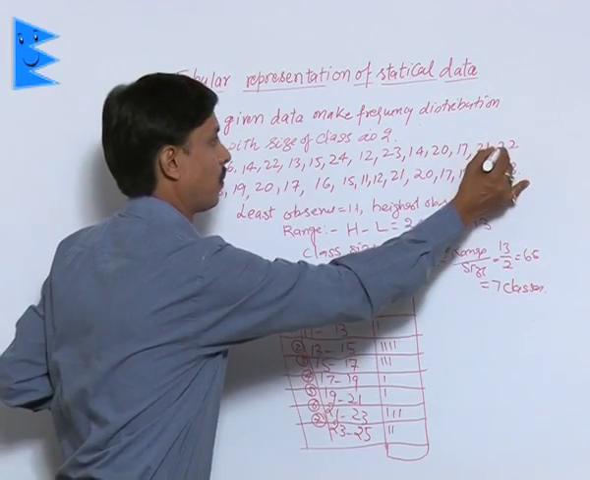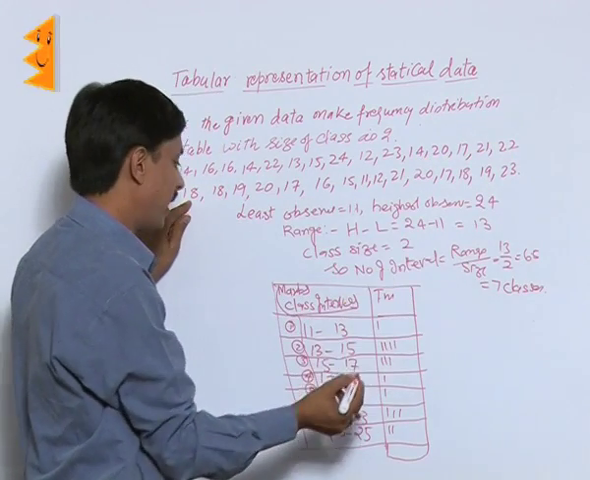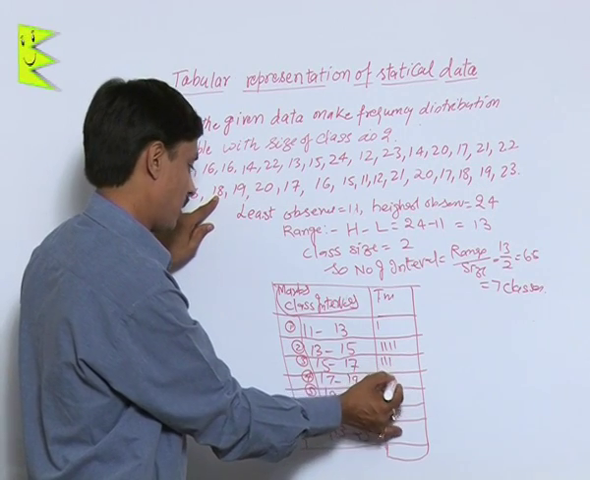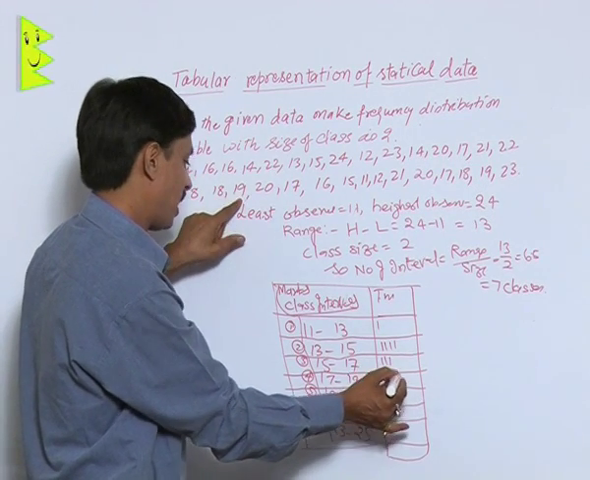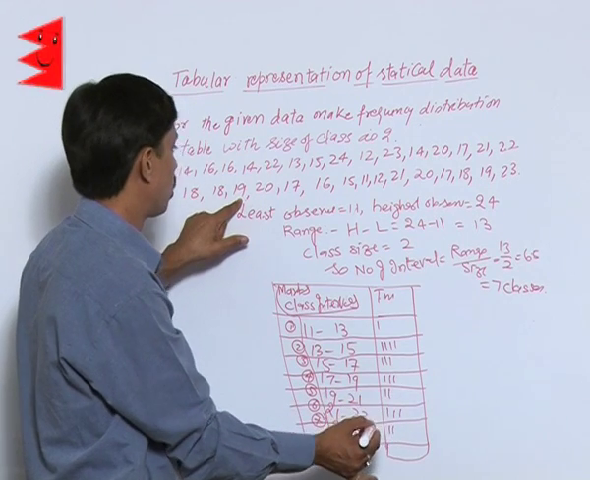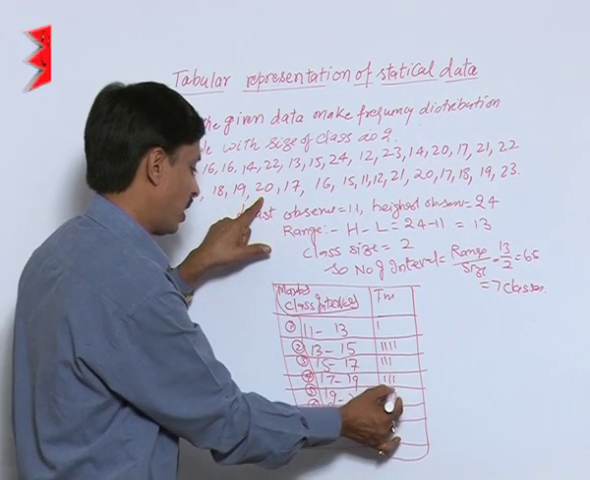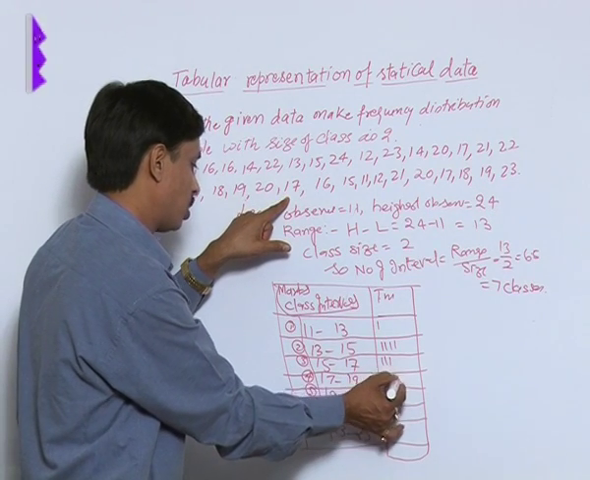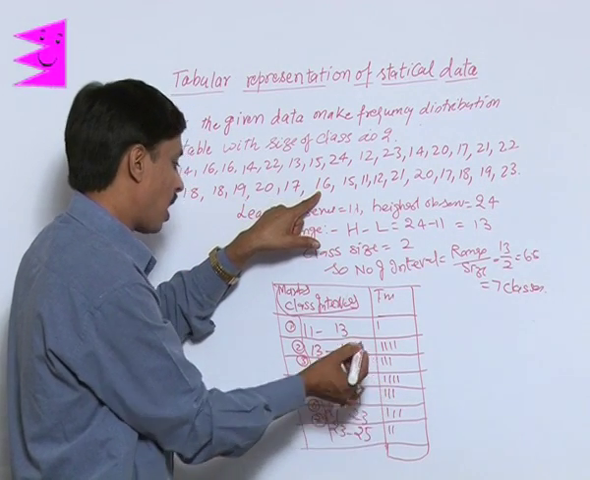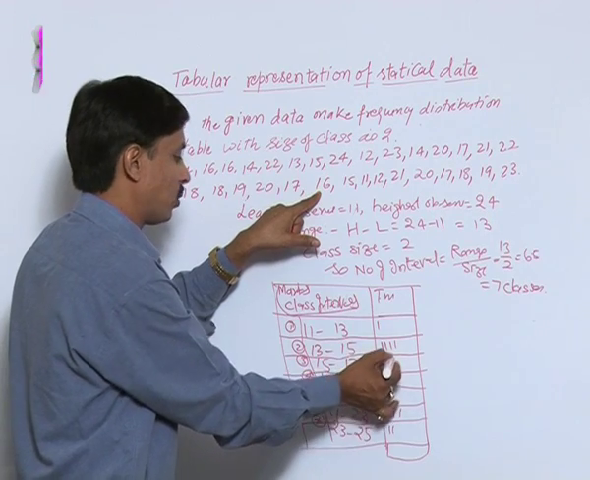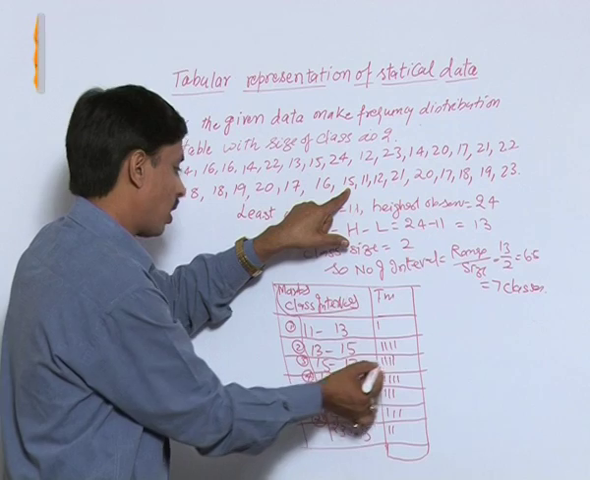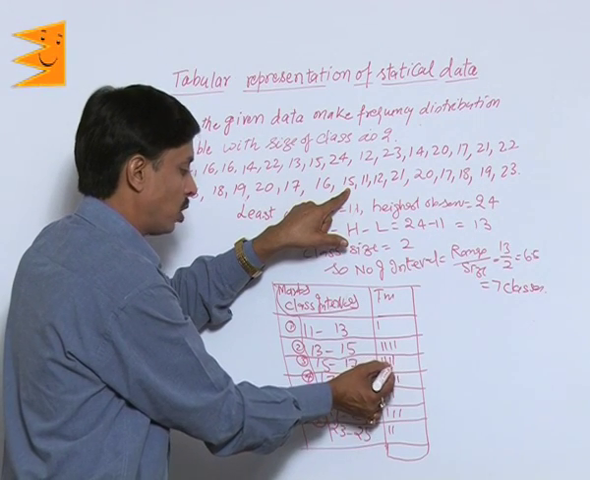Now we are coming to the second row's data. 18 comes in this group. Then again 18, it is in the same group. Then 19 comes in this group. 20, you can see it is in this group. 17 is in this group. Then 16, you can see 15 to 17, 16 falls here. 15 falls here. 1, 2, 3, 4.